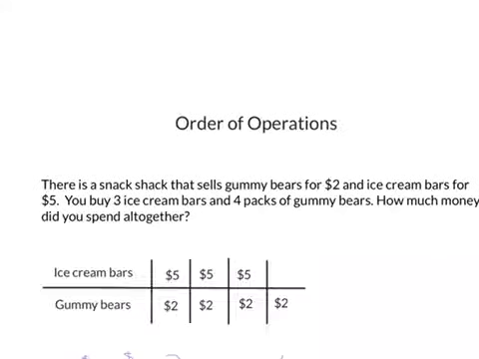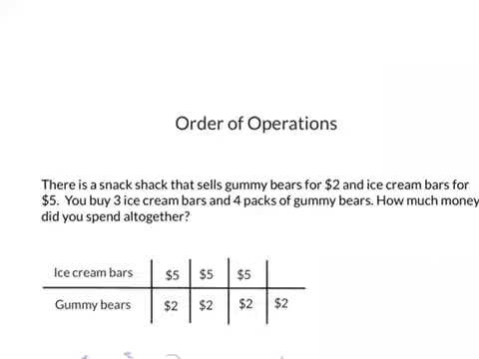So we can set this up. We have ice cream bars and we have gummy bears. And it says that you buy 3 ice cream bars. So we have 3 ice cream bars up here. You have 1, 2, 3 ice cream bars, each for $5. And down here you have gummy bears. And we have 1, 2, 3, 4 gummy bears, right?